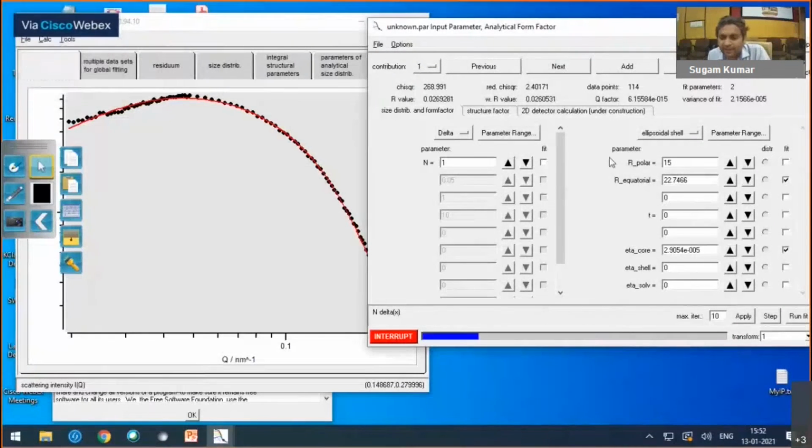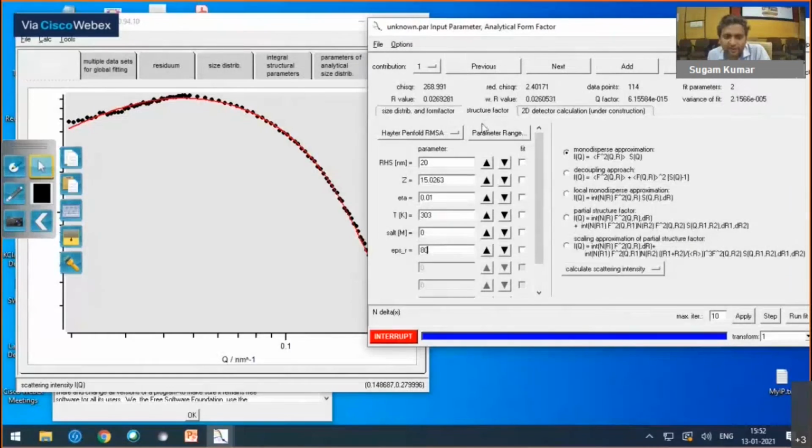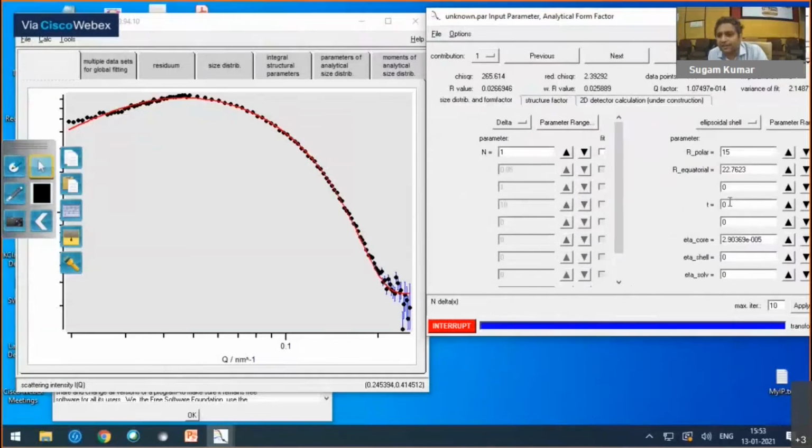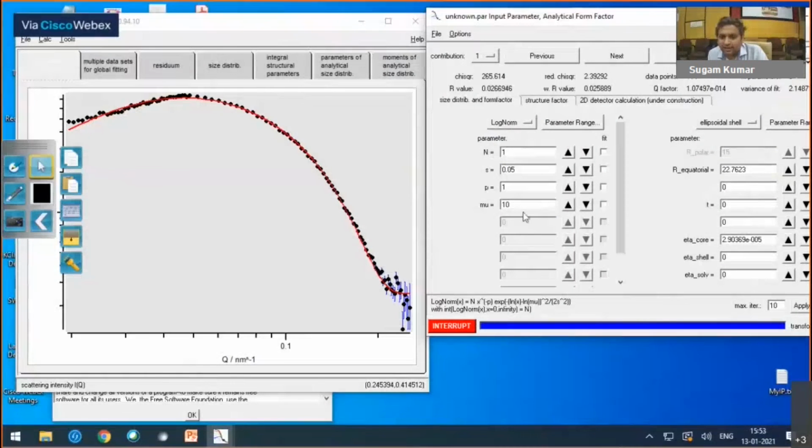But just keep in mind that every number cannot be fitted from the beginning itself. One has to make a clever choice of the initial parameters, because that is very important. Otherwise, the software will not understand anything. And so this is some sort of fitting. We get around 22, around 15. If you include size distribution, which should be in case of micelles, then you will get polydispersity also. I am not including it because this will slow down the process.